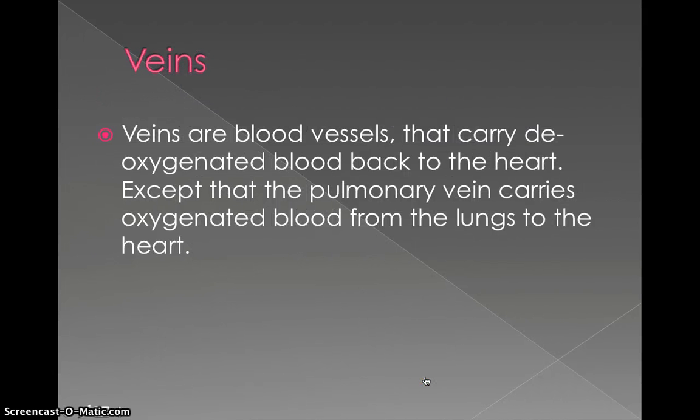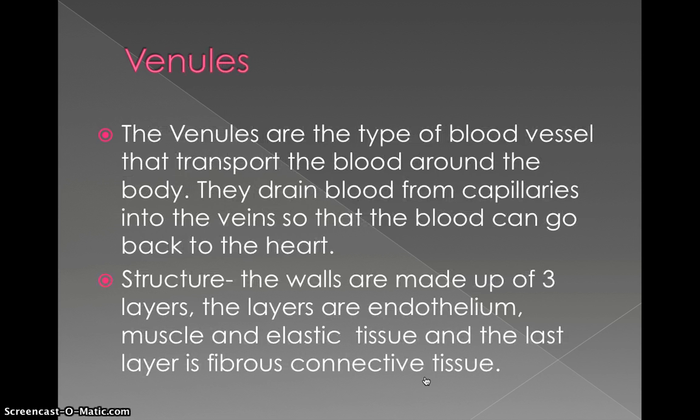Veins. Veins are blood vessels that carry deoxygenated blood back to the heart, except that the pulmonary vein carries oxygenated blood from the lungs to the heart. Venules. The venules are the type of blood vessels that transport the blood around the body. They drain blood from capillaries into the veins so that the blood can go back to the heart.